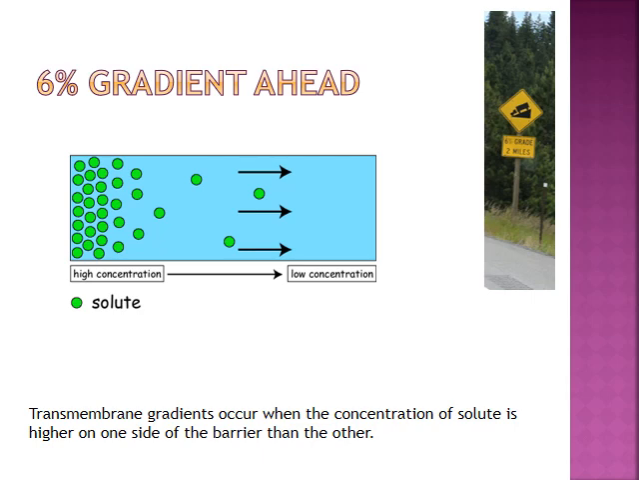A gradient is where you have a high concentration in one area and a low concentration in another. Solutes will always move from a high concentration to a low concentration automatically. No energy required, always happening, until they're evenly spread out. That process is called diffusion.